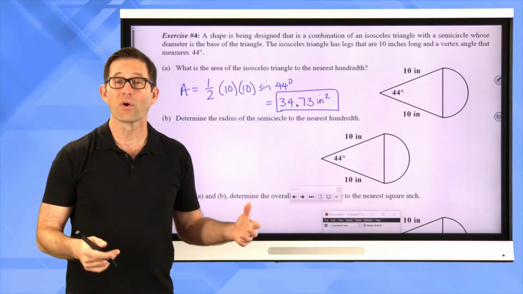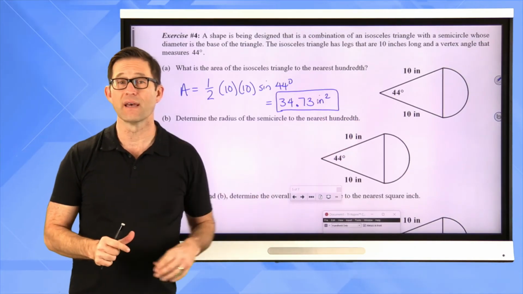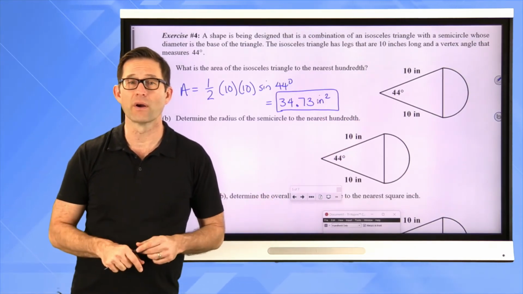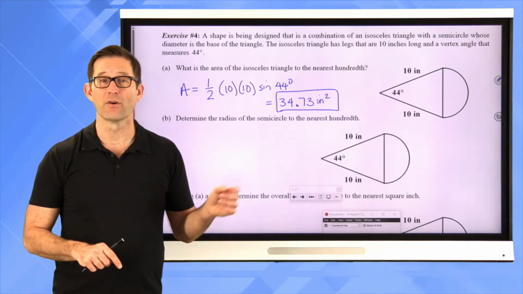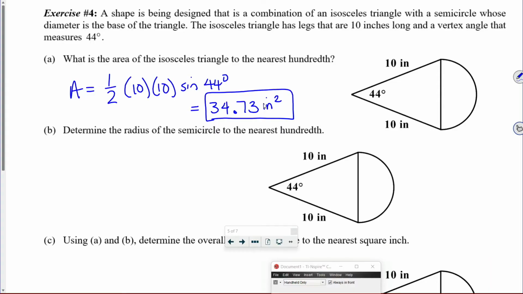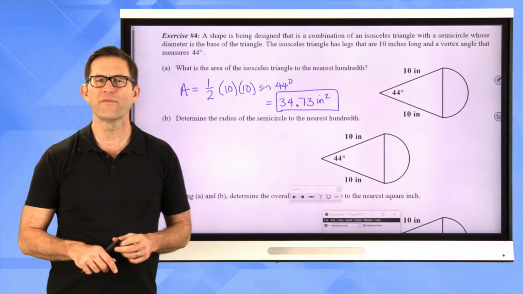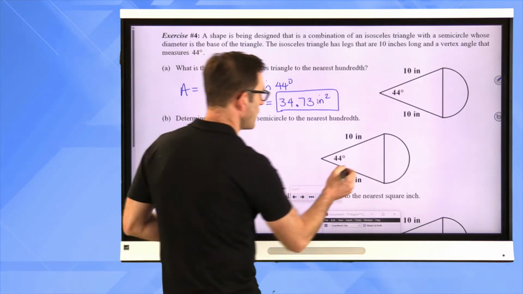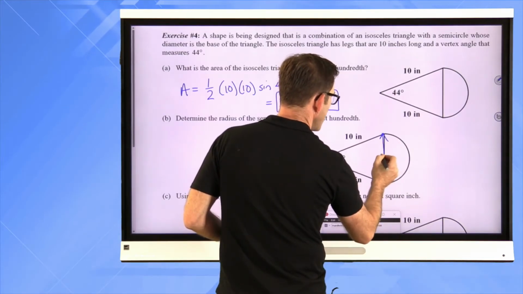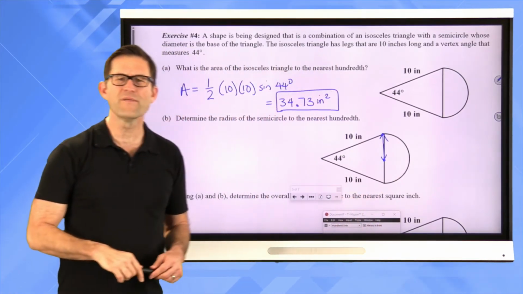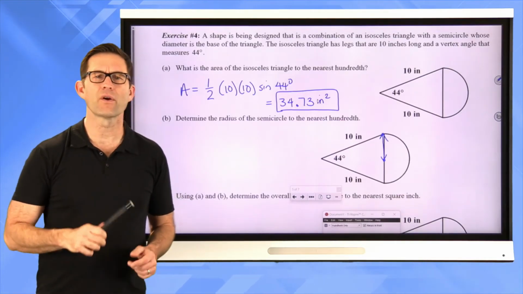Now, we're going to eventually want the area of that semicircle. That's going to be 1/2 pi r squared, just as it was a couple problems ago. But in order to do that, we've got to do letter B first. Let's take a look. Determine the radius of the semicircle to the nearest hundredth. All right, so I want to figure out the radius of the semicircle. I want to know this length, right? Pause the video now and see if you can figure out how to do that.